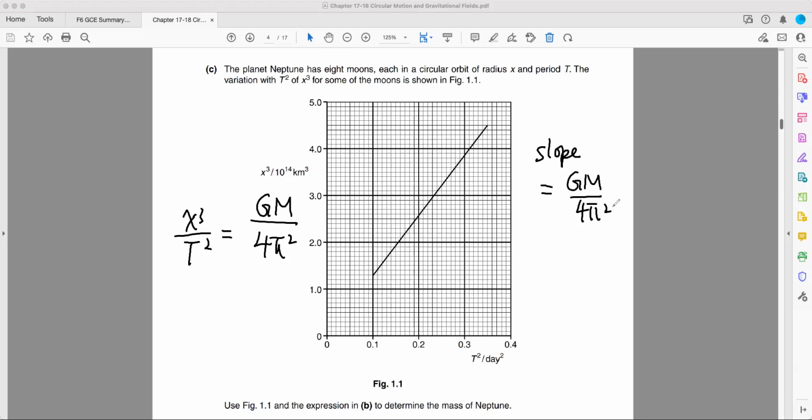But the problem for this question is the unit. The unit is not SI unit. One is km cubed, one is day squared. So I would like you to do it yourself. You need to convert km cubed to meter cubed, and also convert day squared to second squared. So, 2 minutes time.